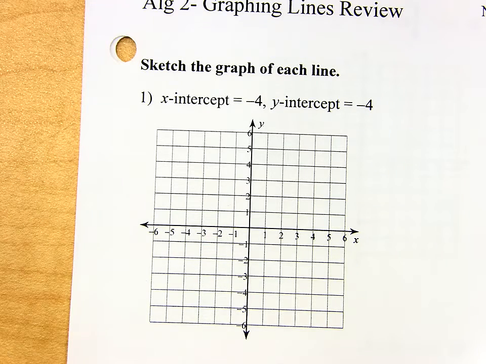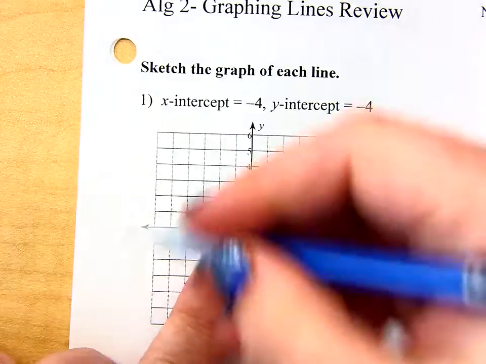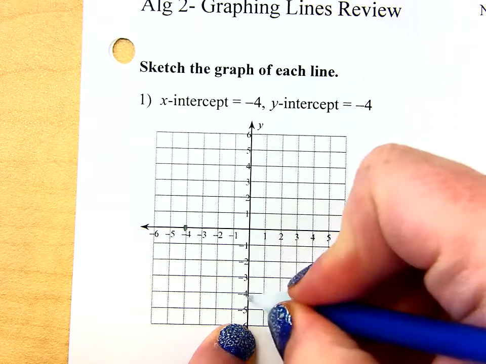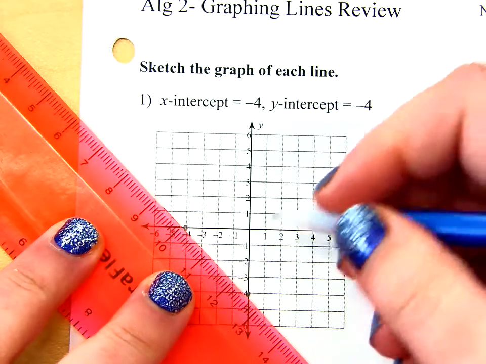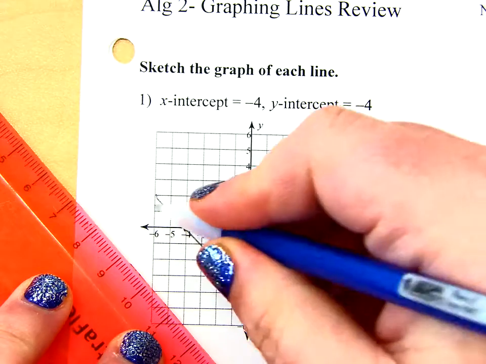Right, so if we just take a look at the first one, when you're graphing by intercepts, it's actually pretty easy because you just have to make a dot at each intercept and then connect them. So x-intercept at -4, just make sure you're on the x-axis, you put a dot at -4, and a y-intercept at -4. Connect the two dots. That's it. Just that easy.